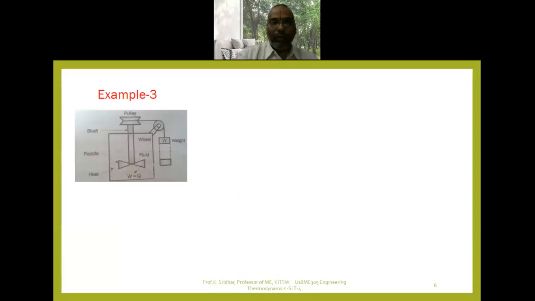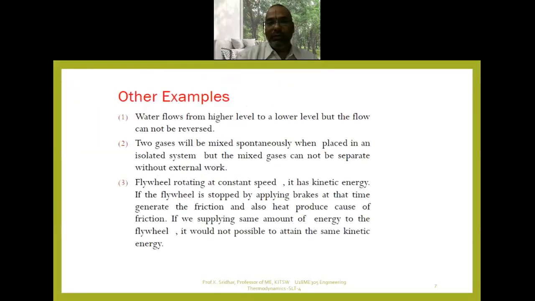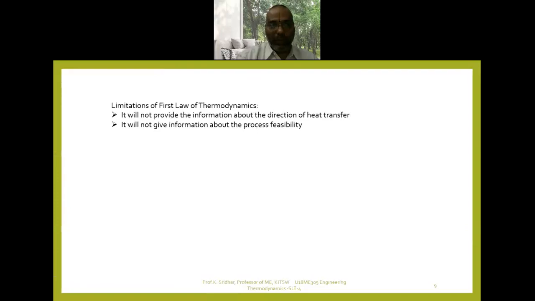The important point is that the direction of heat transfer is not at all given by the first law of thermodynamics. Similarly, the second limitation is that it does not give any information about process feasibility, that is, whether a process is feasible or not. That information is not at all given by the first law of thermodynamics.